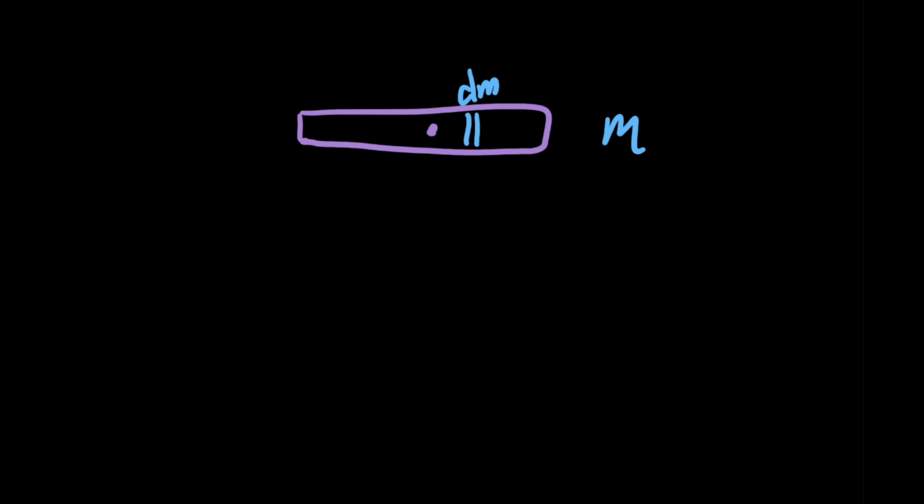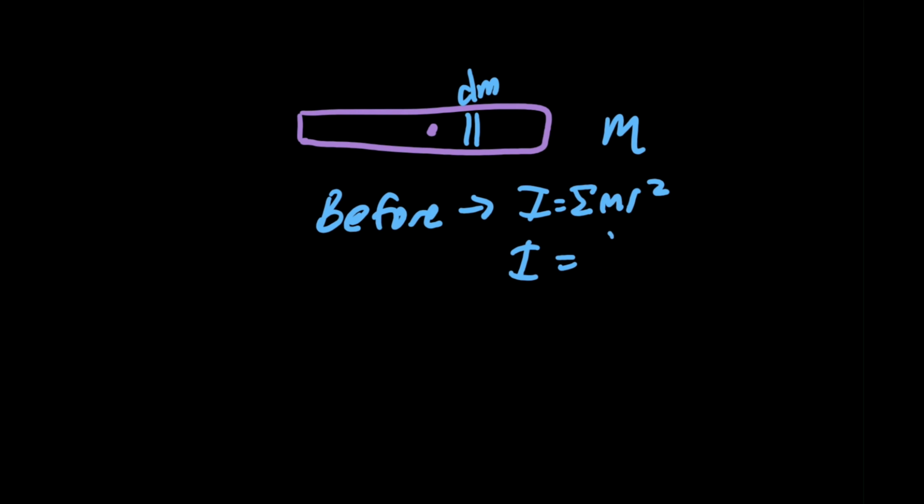So we have a rod right here, and our axis we're going to put right in the middle. Now we're trying to use these little dm's here, right? And we are going to have a total mass of just M. Before, we knew that I is the sum of the mr squareds. Now we're going to say that I is the integral of r squared with a little dm there, right?